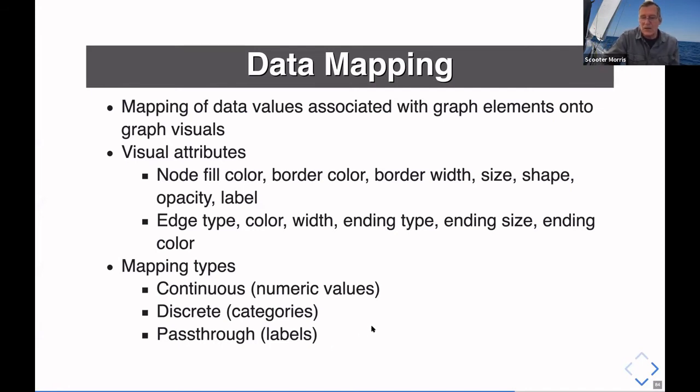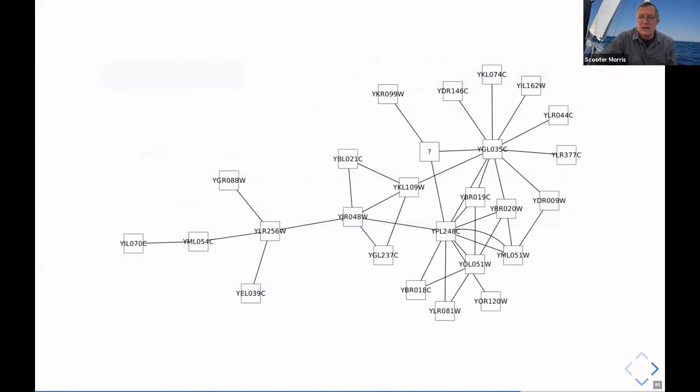If I look at this network, this is an interaction network that comes from one of the early papers that took advantage of the combination of protein-protein interactions and transcriptomics. And this is yeast data, in case you don't recognize the systematic terms of yeast.